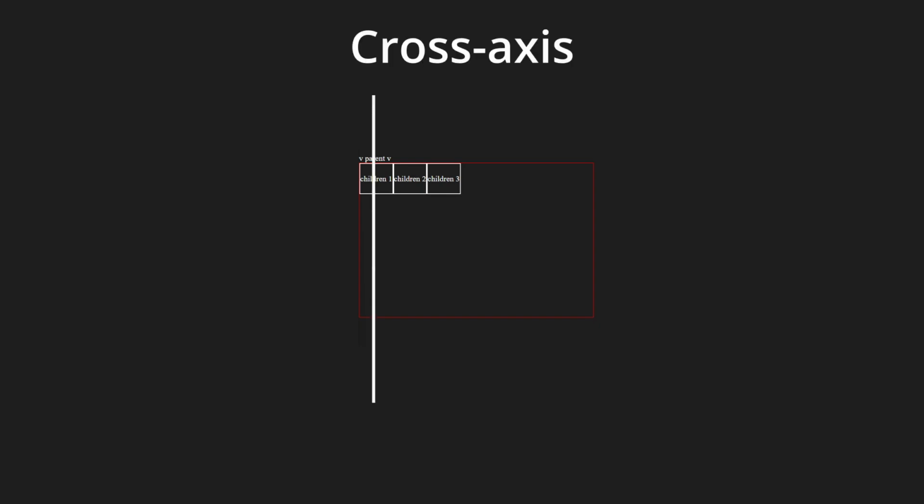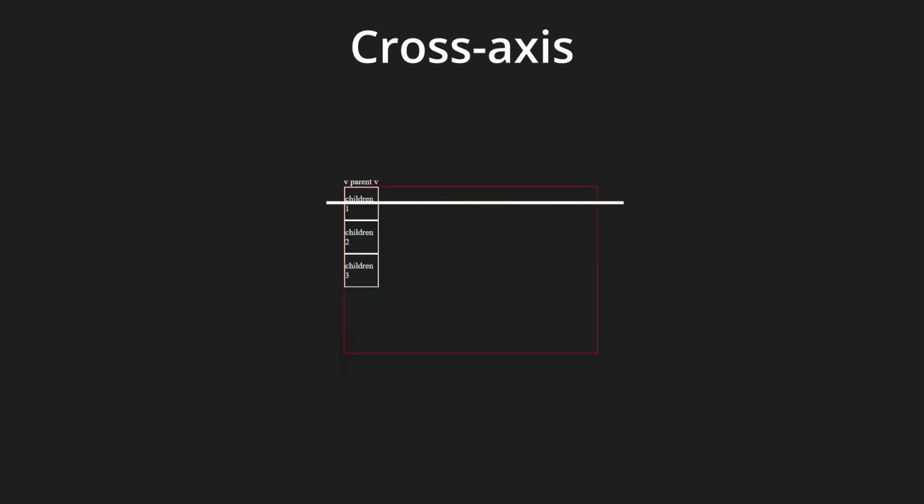Align items aligns elements along the cross-axis. Think of a cross-axis like a line going perpendicular to the direction of how the children elements are laid. If the children are laid in a row or horizontally, align items will move the children vertically, which means up and down. If the children are stacked in a column or vertically, align items will move the children horizontally, which means left and right.